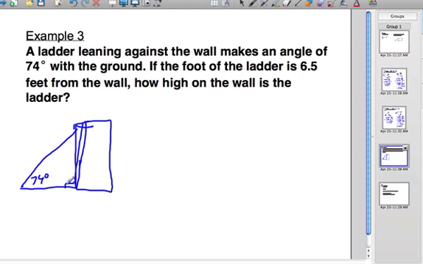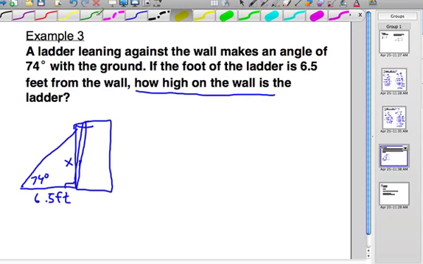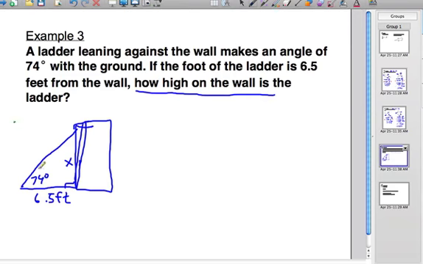Okay, but notice this makes a right triangle. And the foot of the ladder is 6.5 feet from the wall, so that would be right here, 6.5 feet. And the question asks us how high on the wall is the ladder. So that's going to be the unknown value that we're going to find over here. So if we look at this triangle, here's our reference angle, 74. Here's the hypotenuse, obviously. With reference to 74, this is the adjacent side, and x is the opposite side.